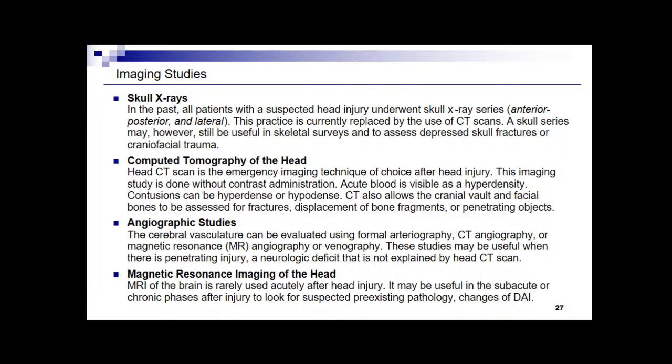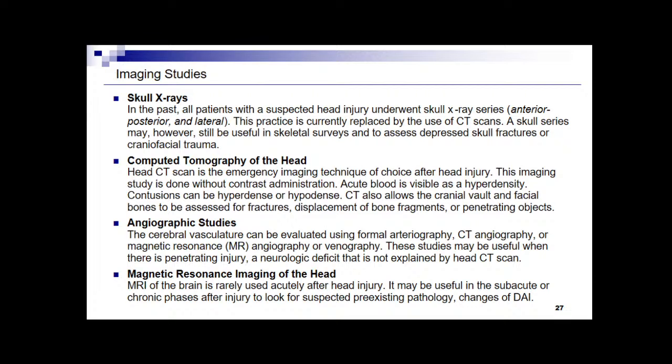Computed tomography of the head. Nowadays, this is the gold standard of patient's examination. Head CT scan is the emergency imaging technique of choice after head injury. It is a very widespread method of examination, simple enough for clinical hospitals. Now each hospital has machines for CT scanning of the body.